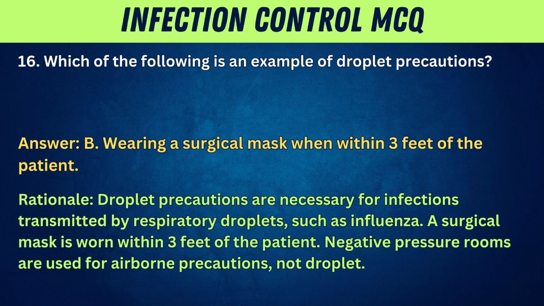Rationale: droplet precautions are necessary for infections transmitted by respiratory droplets, such as influenza. A surgical mask is worn within 3 feet of the patient. Negative pressure rooms are used for airborne precautions, not droplet.